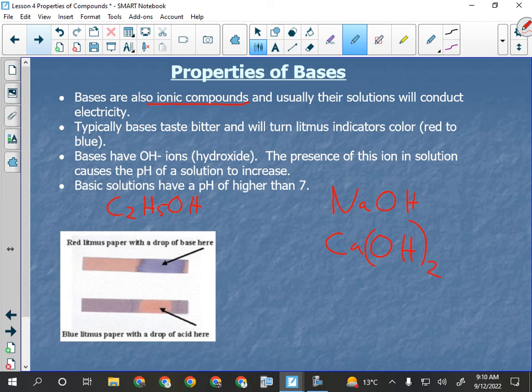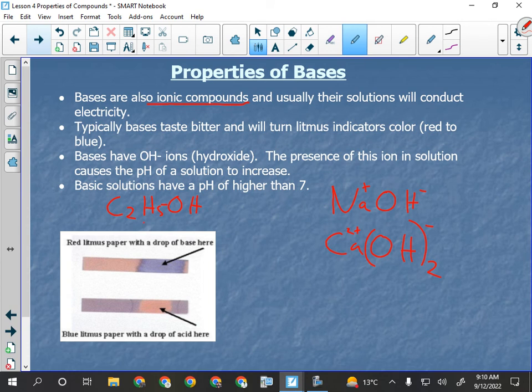It's not an ionic compound. When I dissolve this in water, it stays like this. The OH doesn't come off, which is why it's not basic. Okay? These are basic because when I put them into water, they split into those. Okay? They become those charged particles in solution. That's why they conduct electricity. It's all that kind of stuff.